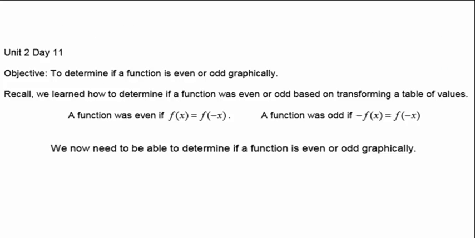Previously, we talked about being able to determine a function being even or odd with our tables. We're looking at the transformations and comparing them to see if they met the requirements for an even and odd function. A function was even when we looked at the transformations of our function f of x to see if it was equivalent to f of the opposite of x. If that was true, then it was considered even. A function was considered odd if the transformations of the opposite of f of x was equal to f of the opposite of x. We've been looking at tables, and recently we've been looking at graphs, and we want to be able to determine if a function is even or odd graphically.